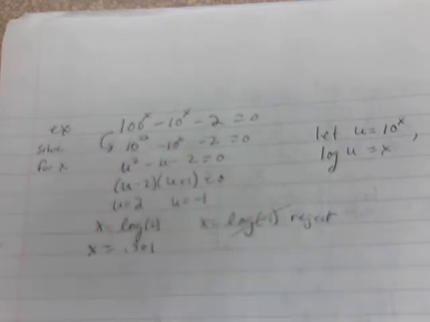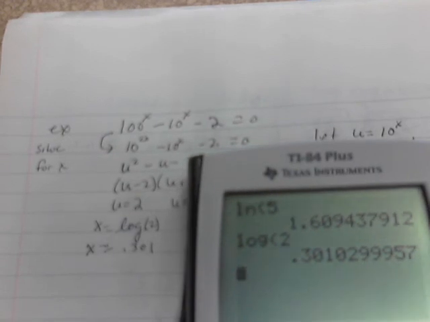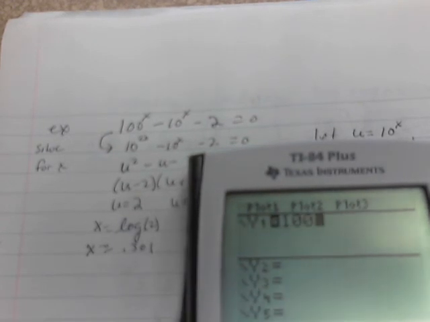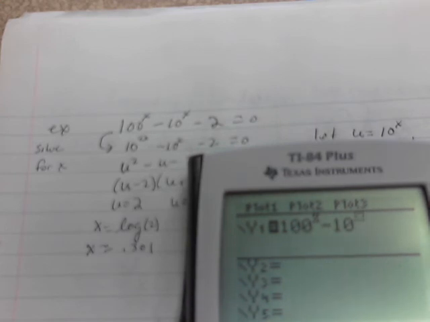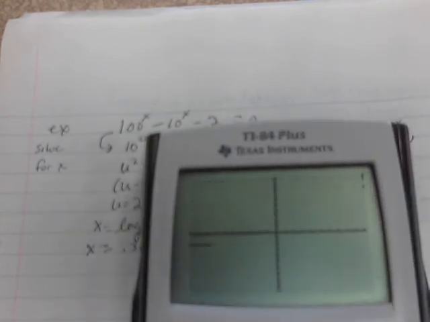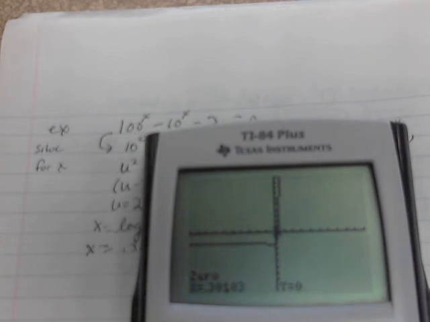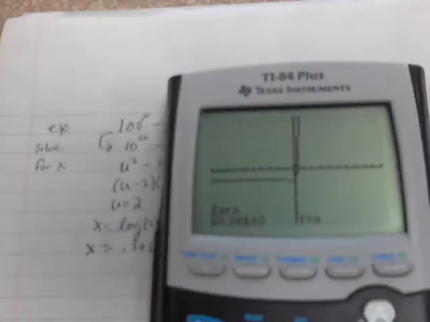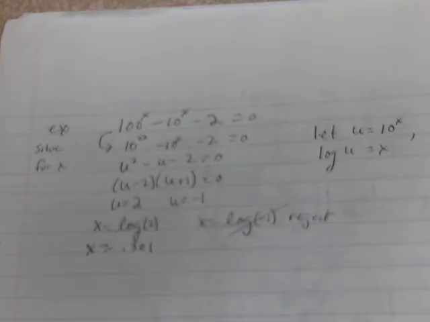And if we put that in our graphing calculator, 100 to the x minus 10 to the x minus 2. Take a look at that graph, calculate the x-intercept. Second calc. Left bound, right bound, and 0.30301 is the answer that we get here. It's the same as the algebraic answer.